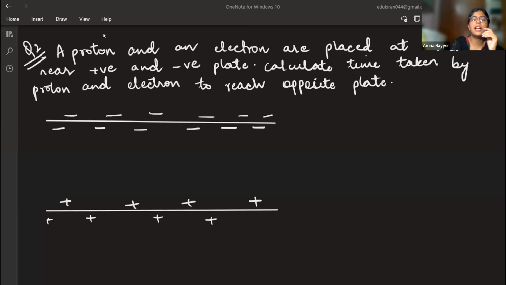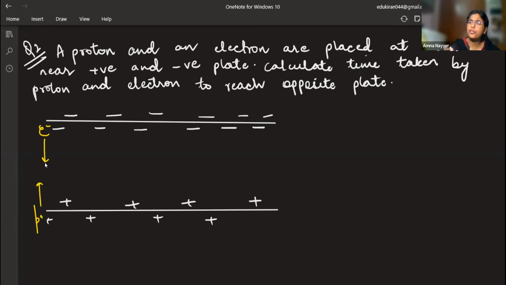Now see, this says that a proton and an electron are placed at rest near a positive plate and a negative plate. You have to find out the time period of proton and electron to reach the opposite plate. These types of questions are very common from forces under electric field. So see, this says that electron is towards the negative and proton is towards the positive. So this will move here, this will move here.